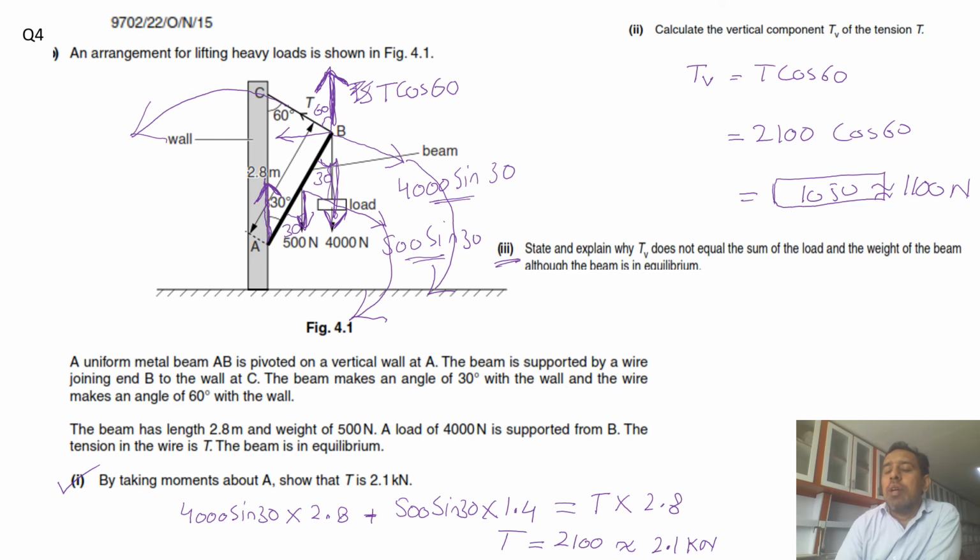Clear? So in this answer, you have to write that the sum of upward force is not equal to the sum of downward forces because another force at point A is also acting upward to make it in equilibrium.